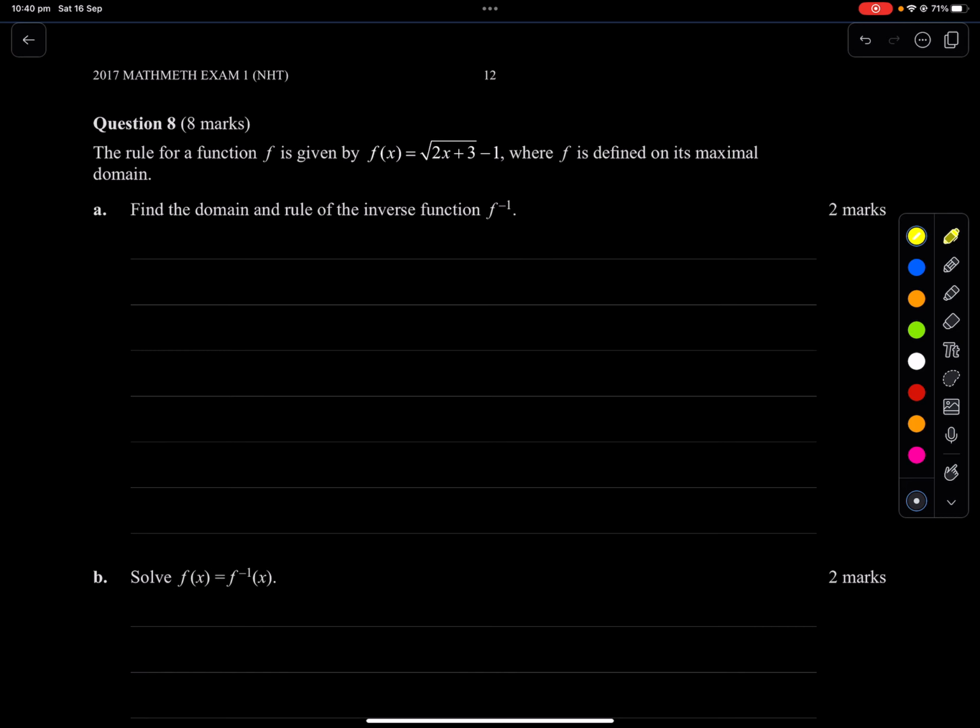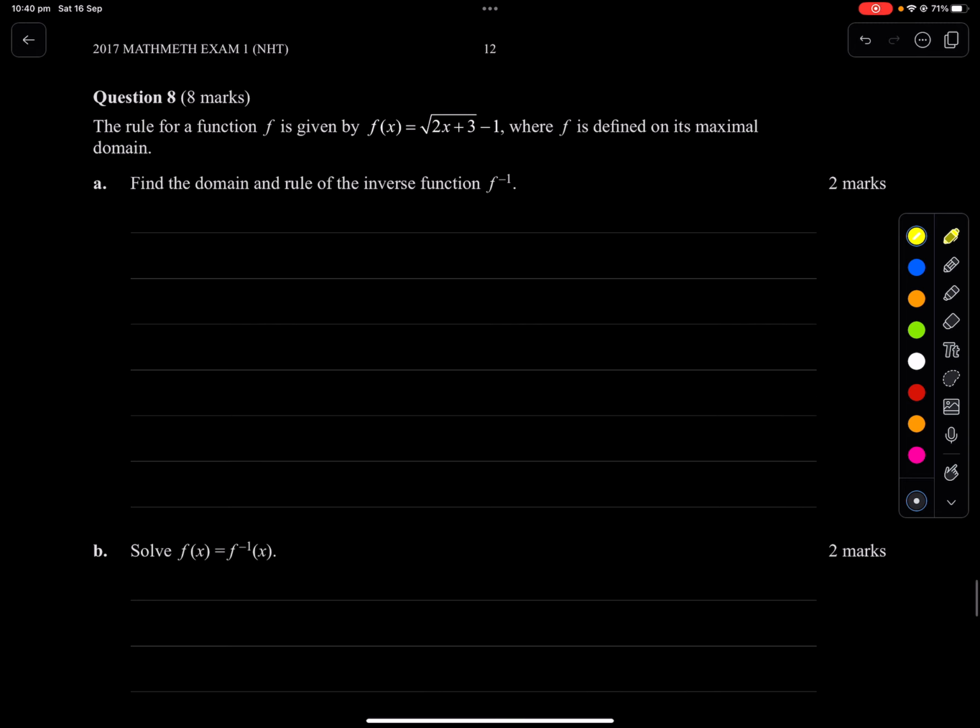The rule for a function is given by this, where f is defined on its maximum domain. Find the domain and the rule of the inverse. So what we're going to do is let f of x equal y, and interchange.